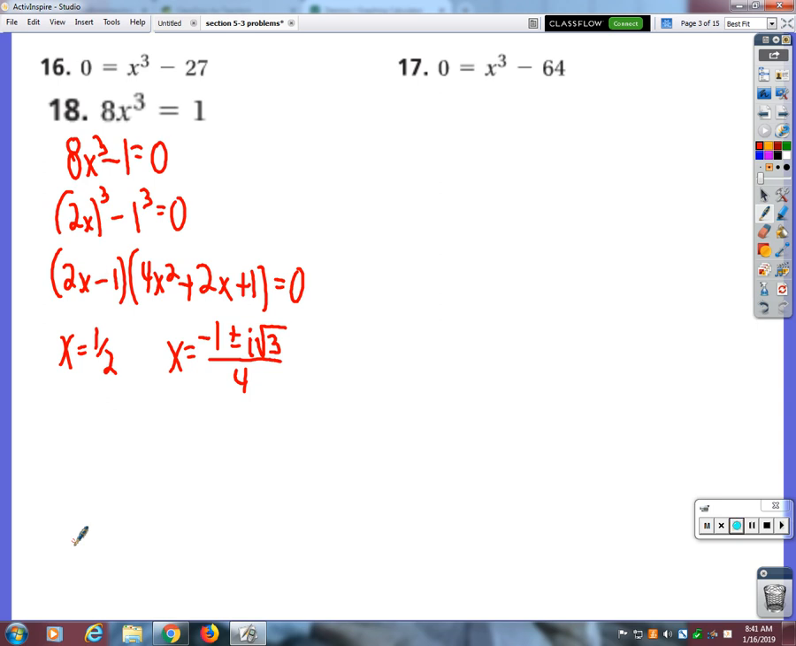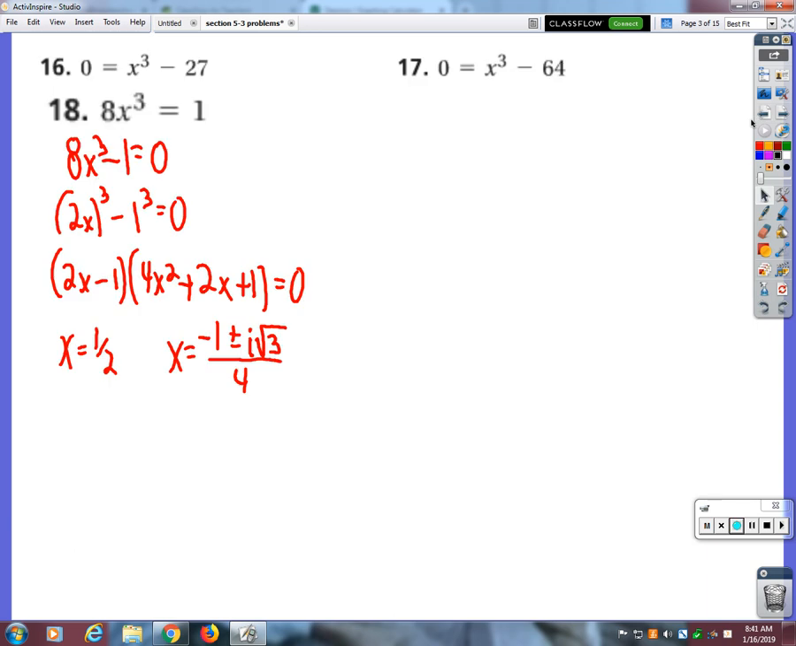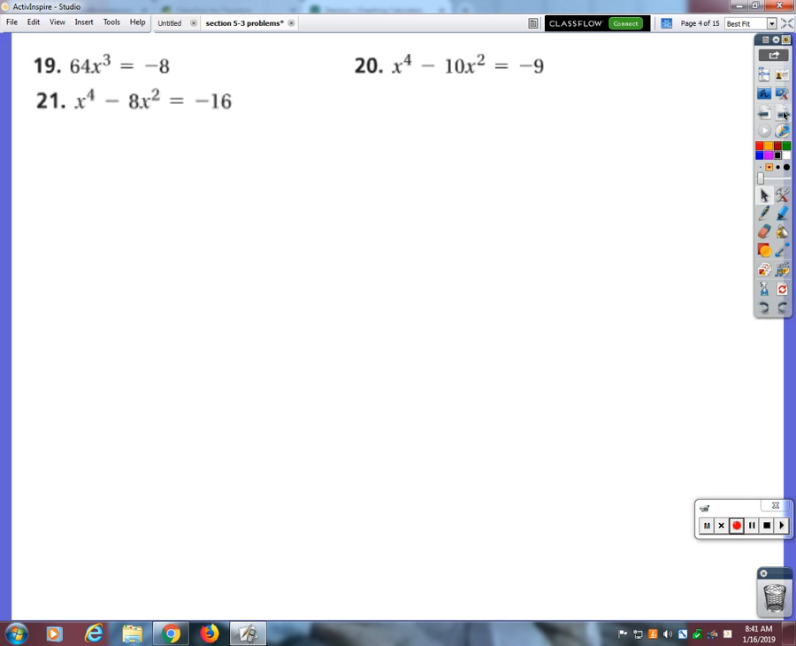Okay, how far were you guys supposed to go? 24, and then we jump to some other ones. Okay, let's definitely do 21. Okay, 21 is a good one.